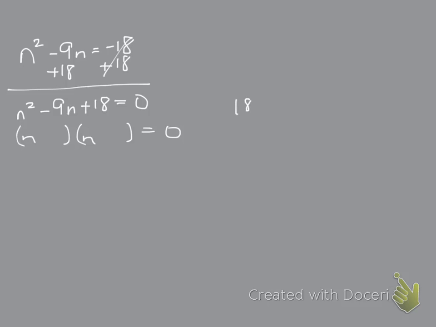Factors of 18 that equal -9. And you said -6 and -3. That would be correct. Okay, so then I do what with these? I put them in here, and I have -6 and -3. Now what?